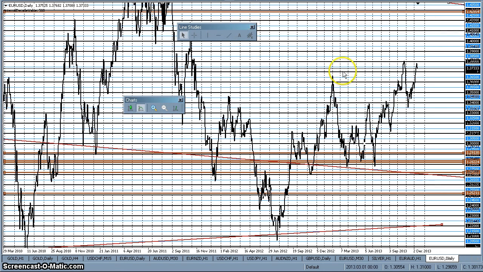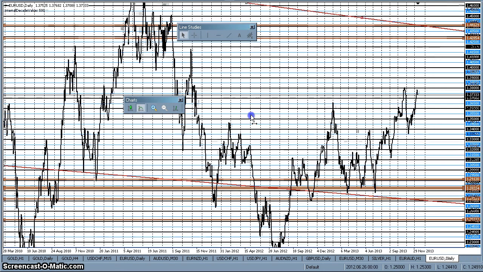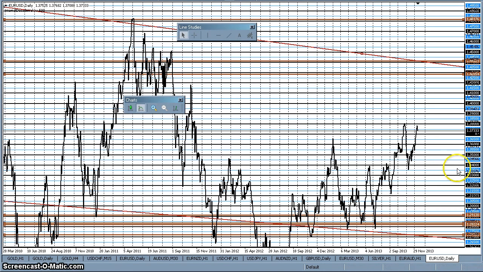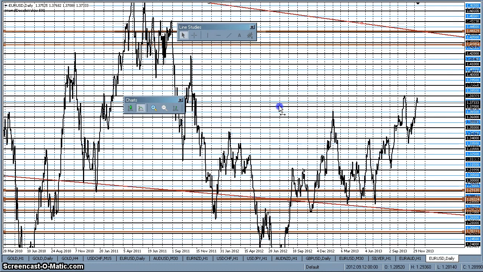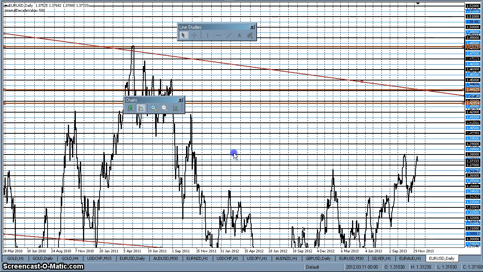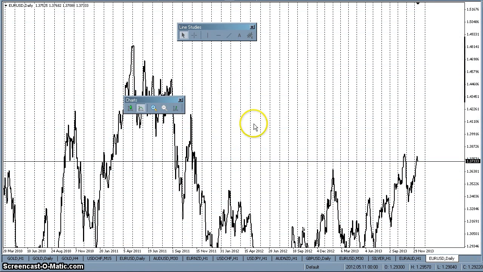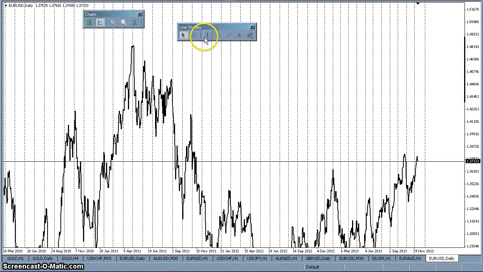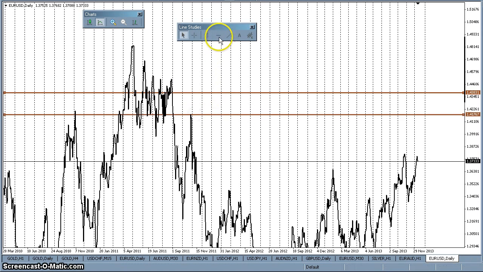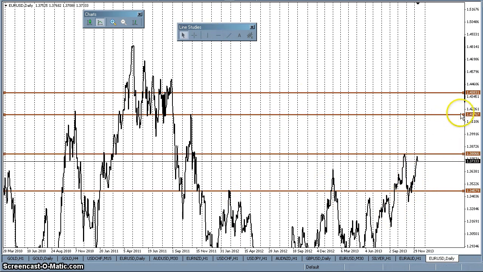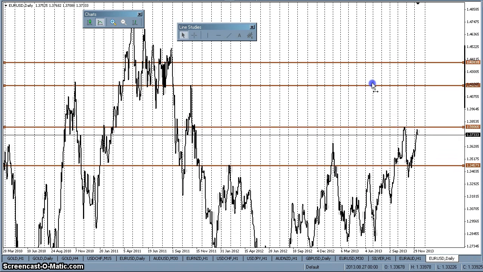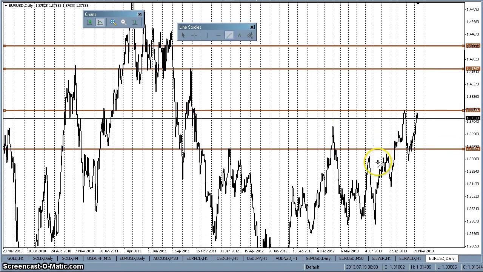So I'm going to go daily, and let me get rid of these lines here, and then I'm going to say like this. Here's the apex of the triangle. Here's a high. Here's a high we broke out of, found support. Here's resistance. So this window here, are we going to fill that window to the upside? That's the question.